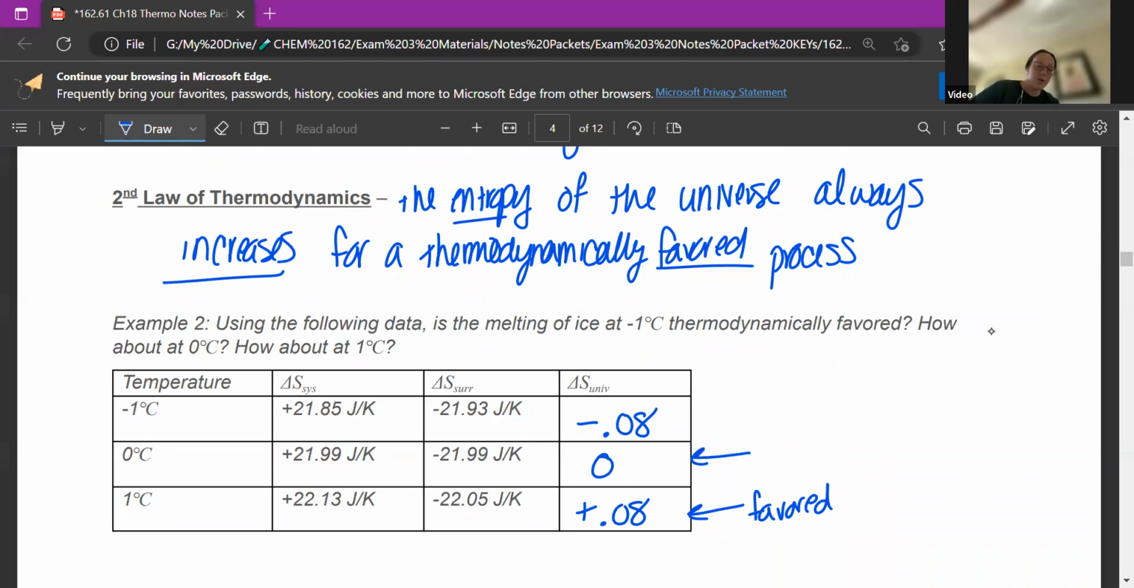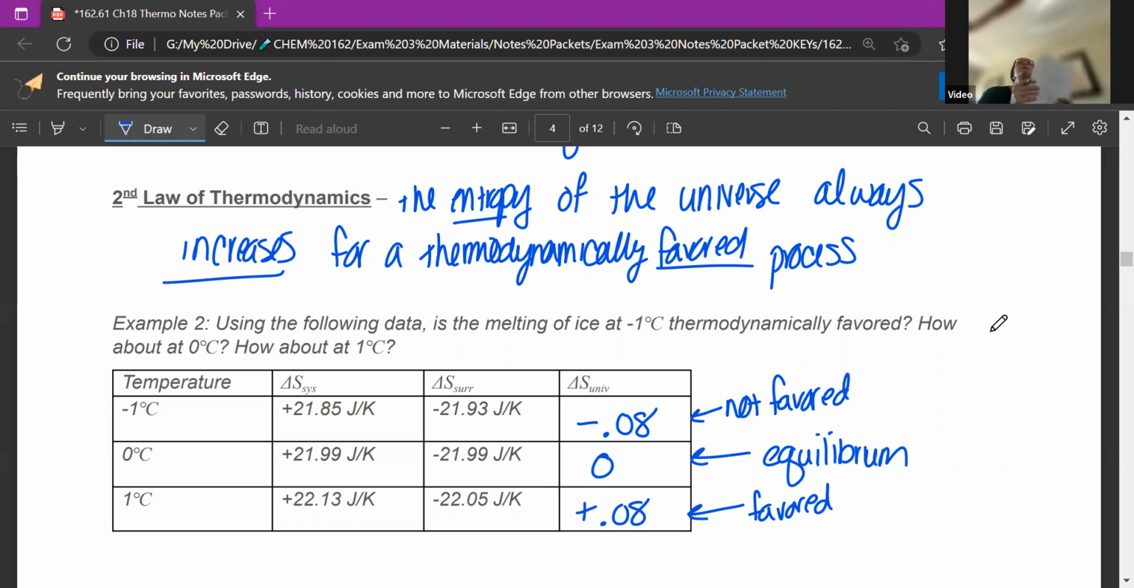Okay, at 0 degrees Celsius, we're at equilibrium between the system and surroundings. And at negative 0.08, this would be not favored. Okay, so the melting of ice is not going to happen at negative 1 degree Celsius unless I were to put energy in. Okay, so that's essentially how the negative, positive, and 0 values play in.